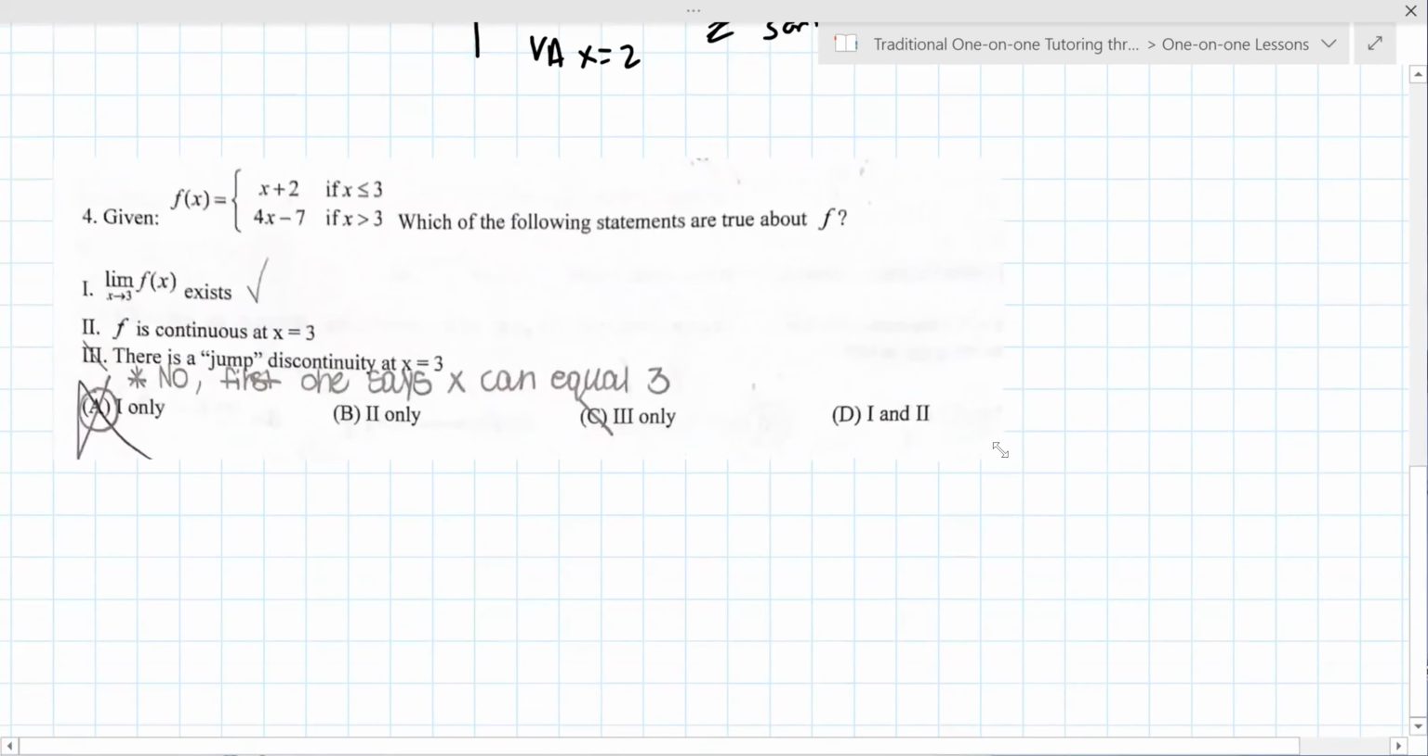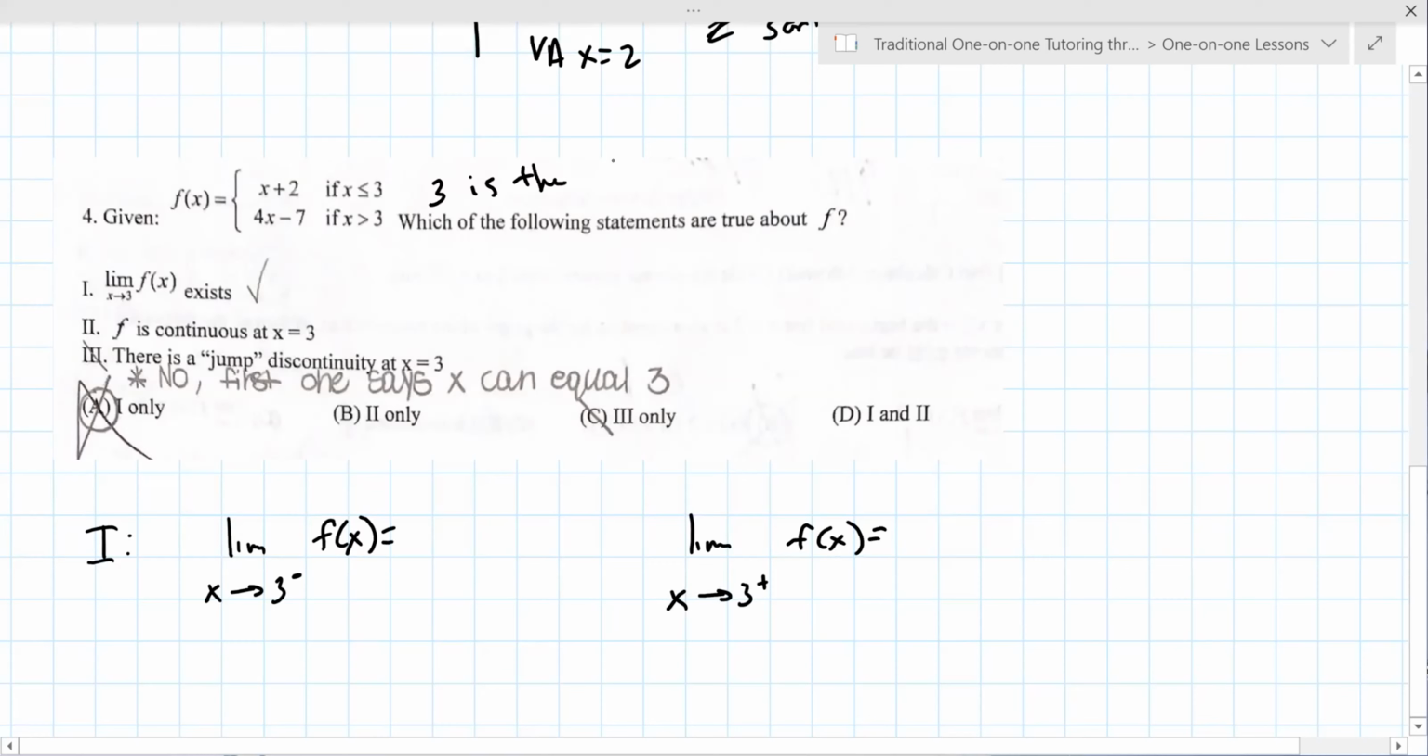All right, given this piecewise function up here at the top, x plus 2 if x is less than or equal to 3, 4x minus 7 if x is greater than 3, which of the following statements are true about f? Okay. There was a jump. All right. So to do letter I, we have to first find the limit as x approaches 3 from the left, and then we need to find the limit as x approaches 3 from the right. And to do that, because 3 is the breakpoint or the dividing line, you just plug it in for x.